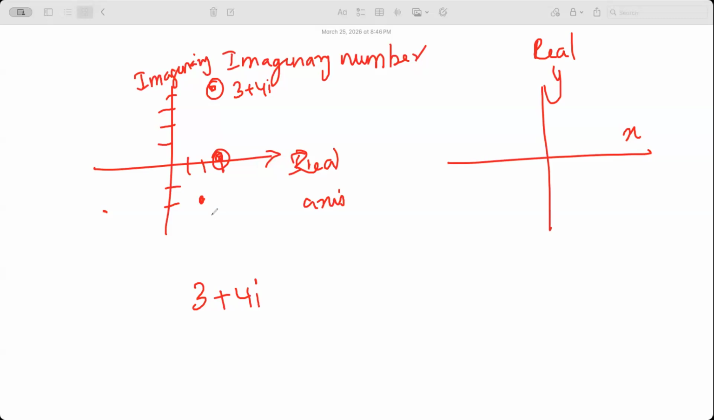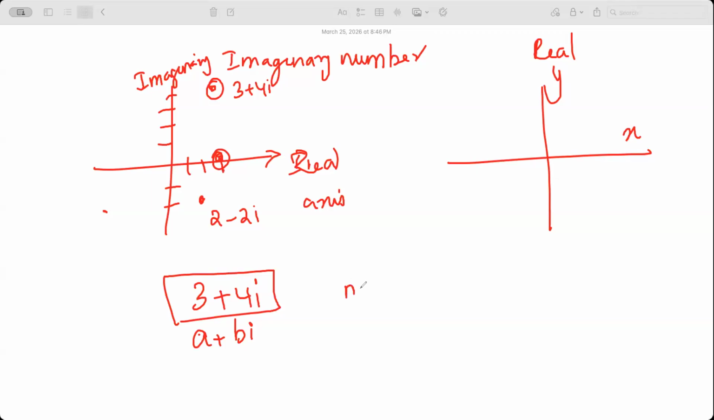Suppose this point is 2 minus 2i. Make sense, guys? This is how you plot on the real versus imaginary axis. All the while we were plotting on x and y axis in the coordinate plane, right? Now, these are called complex numbers. Complex numbers are of the format a plus bi that we learnt in algebra 1.